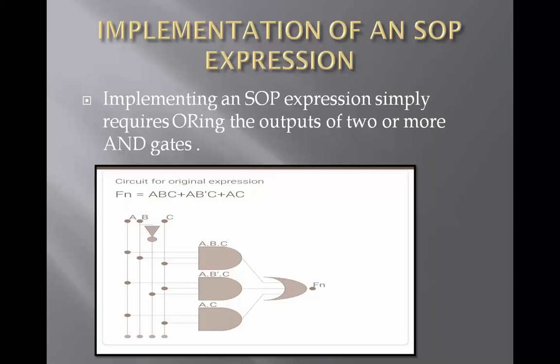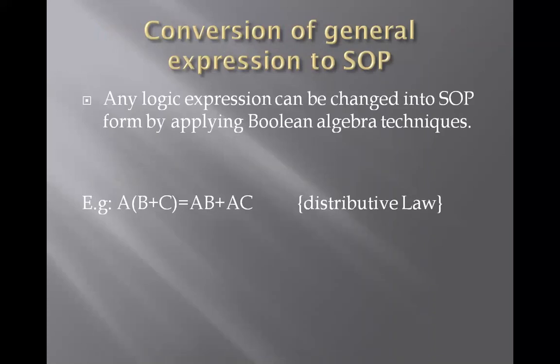So now, conversion of general expression to SOP. We can convert any logical expression into SOP by applying just simple Boolean algebraic techniques. If you see here in this example, we have A and B or C. So we can just write it as A and B or A and C, just applying the distributive law. And the expression which we have got after applying the distributive law is in the form of SOP.